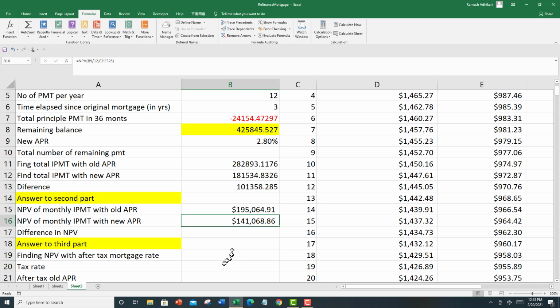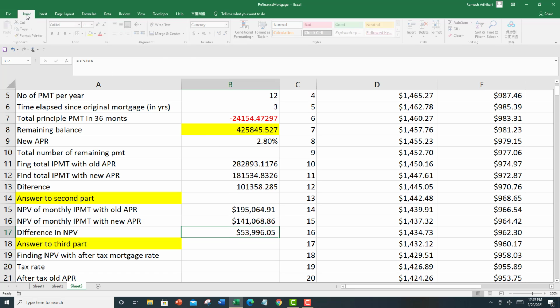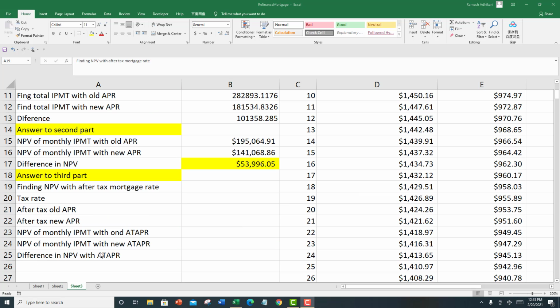Once you have that too, you can simply find the difference, and that difference is going to be the present value of your interest saving, which in our case is 53,996.05. That means if you refinance this mortgage and there's no additional cost, then the present value of that interest saving is approximately 54,000. So now let's answer the third part.